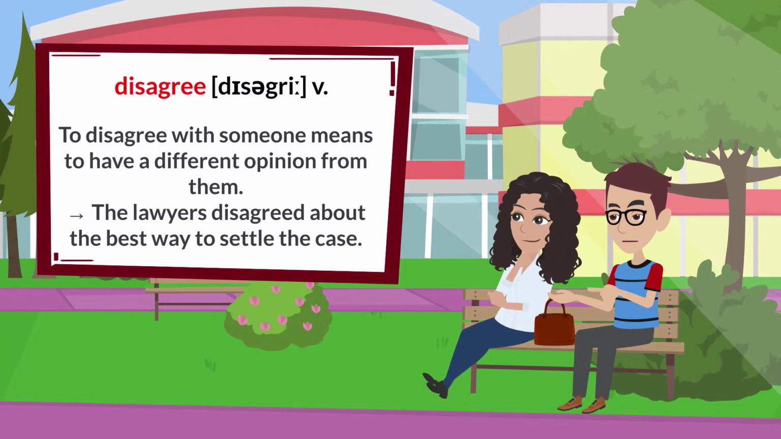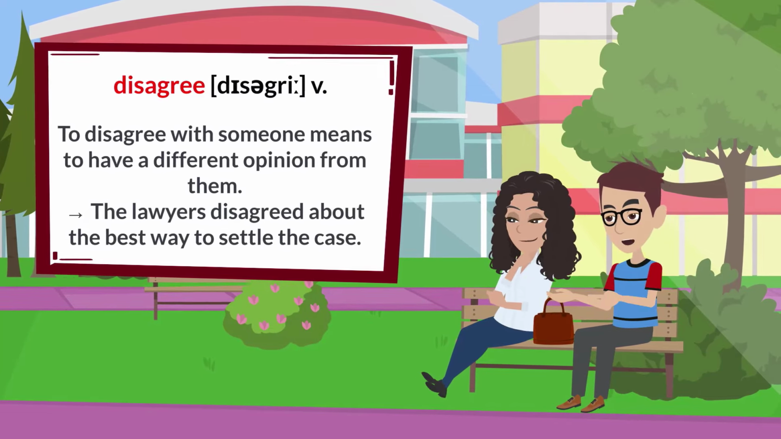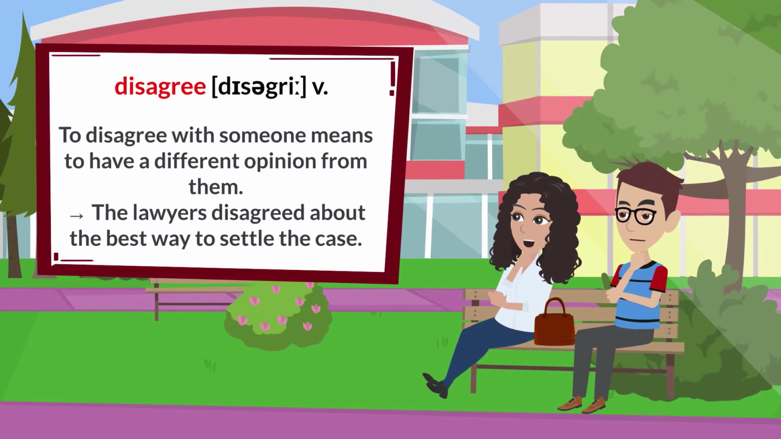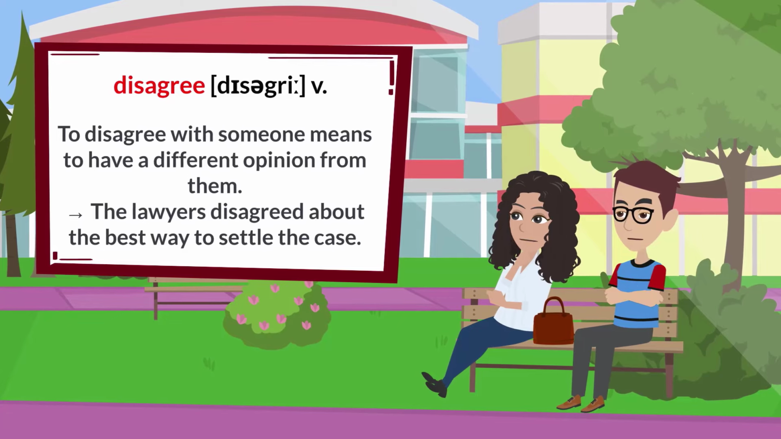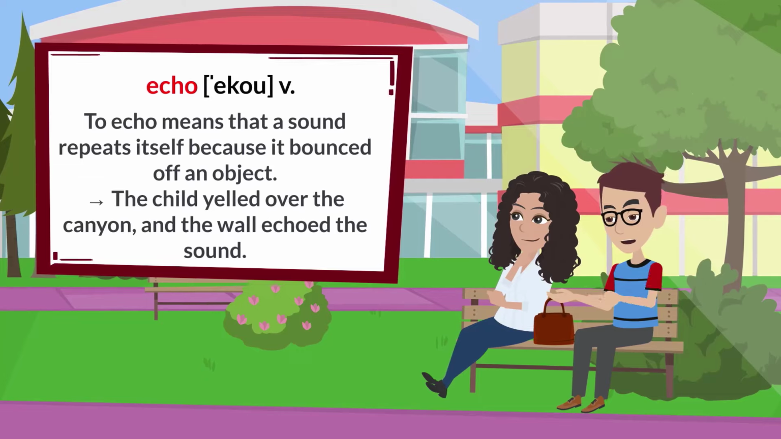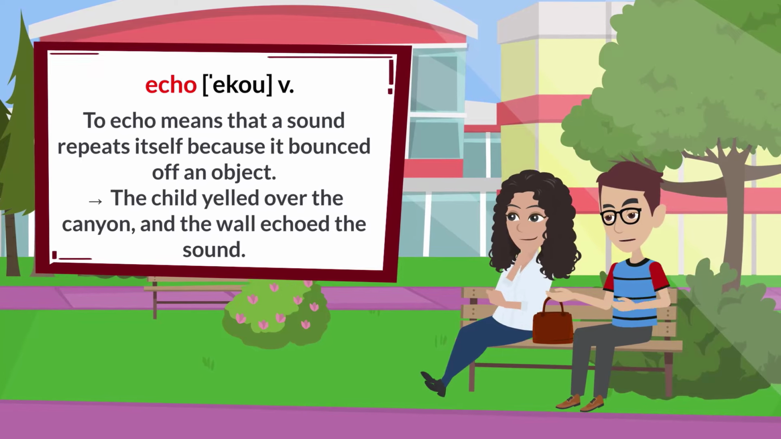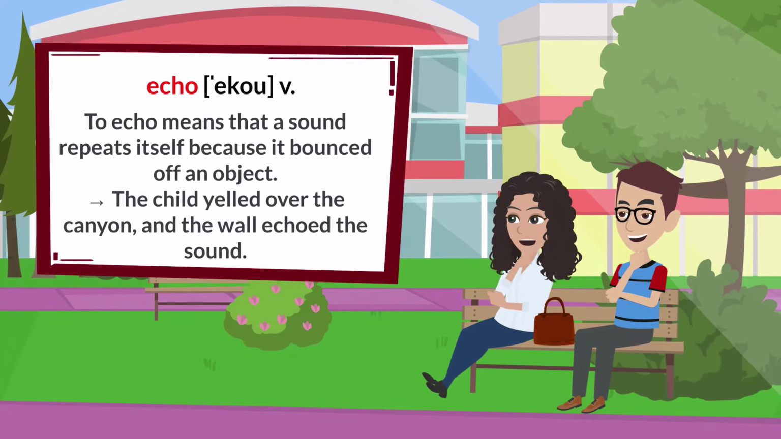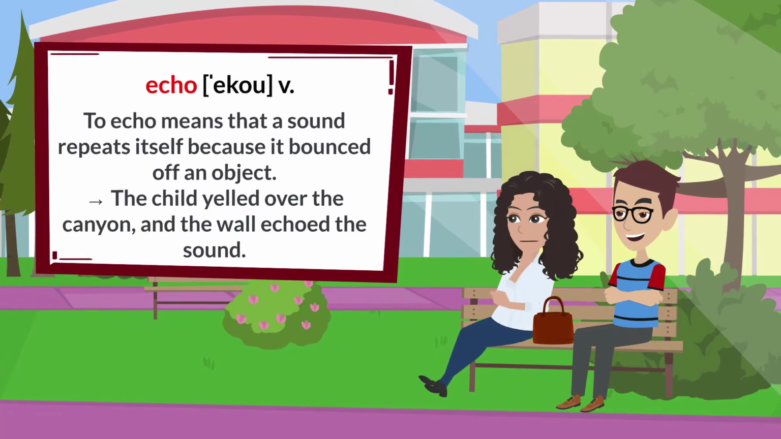Disagree. To disagree with someone means to have a different opinion from them. The lawyers disagreed about the best way to settle the case. Echo. To echo means that a sound repeats itself because it bounced off an object. The child yelled over the canyon, and the wall echoed the sound.